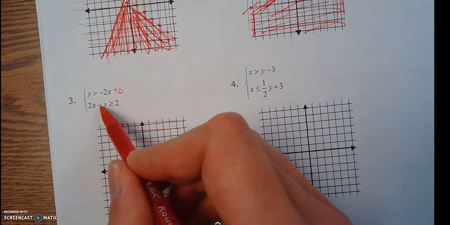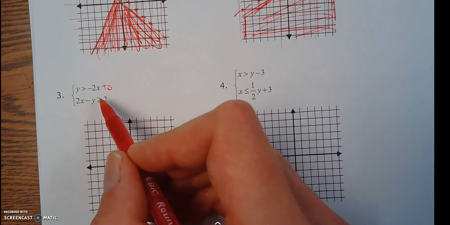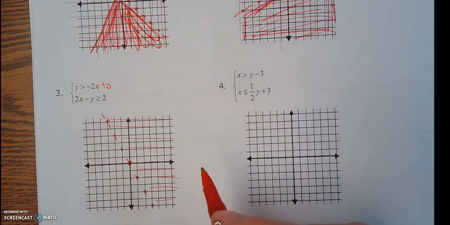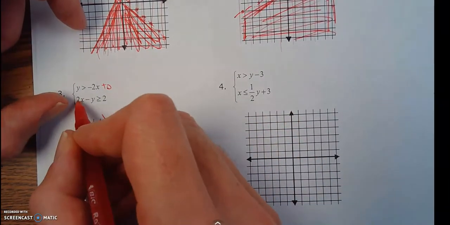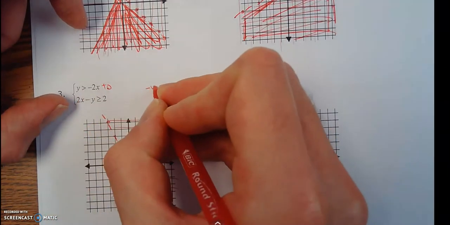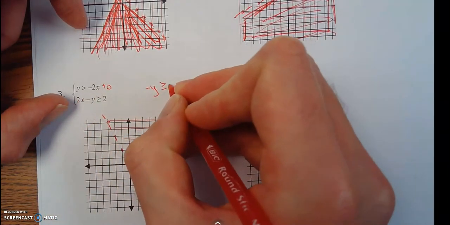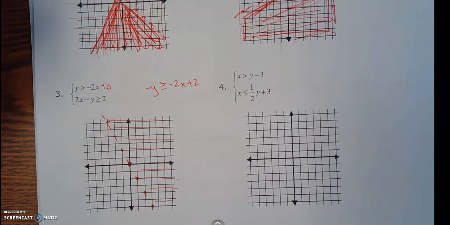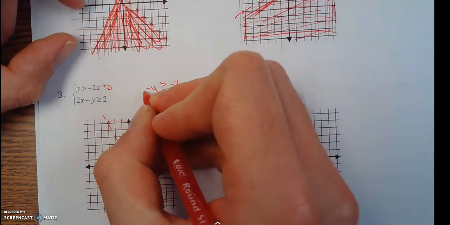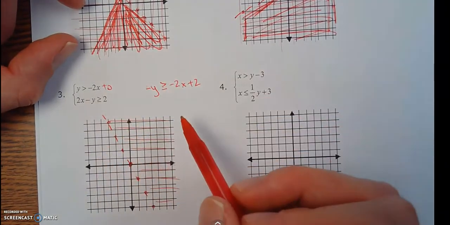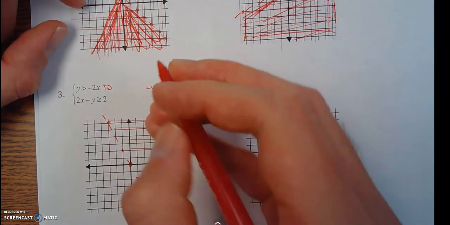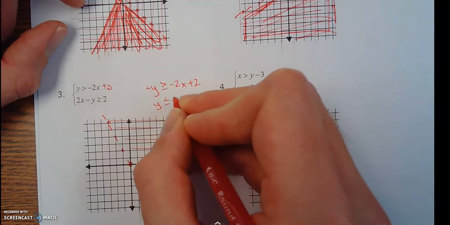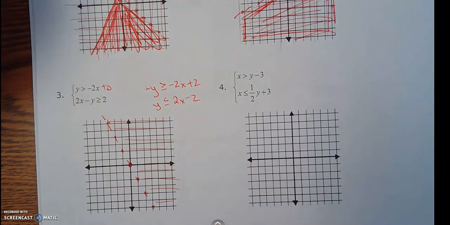Now this one, you could get y by itself, and that is perfectly fine, if that makes you comfortable. So if I brought the 2x over, this would be negative y greater than or equal to negative 2x plus 2. The problem you've got to remember when you do it this way: if you divide by a negative, to switch this to a positive y, that switches this sign. So when I switched all the signs, now I got a less than or equal to.